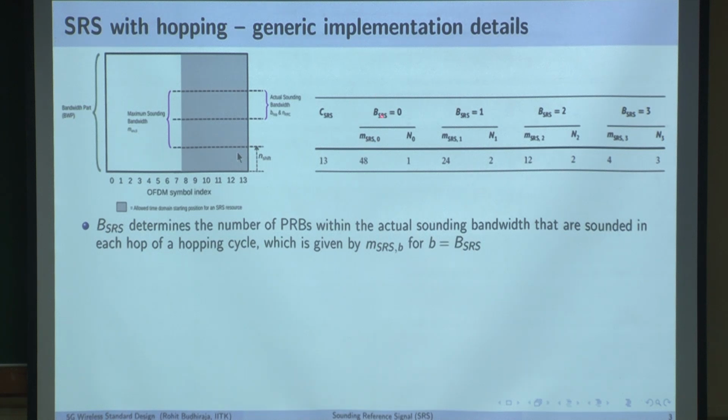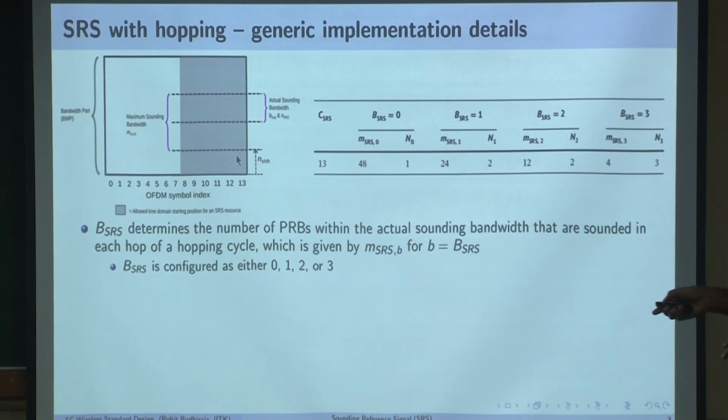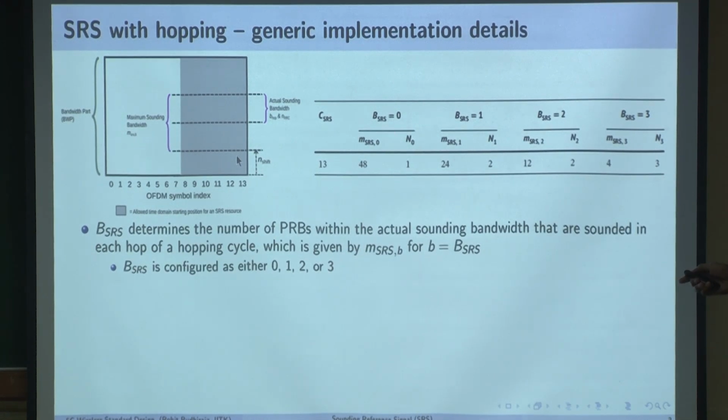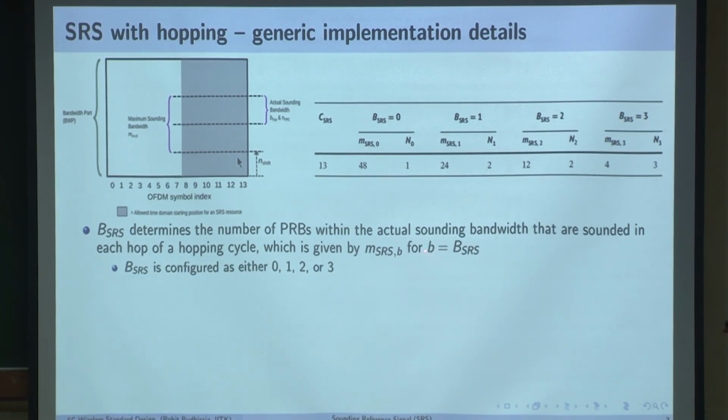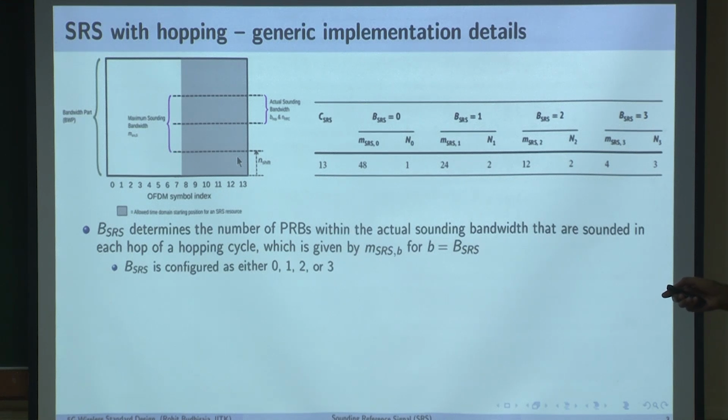This BSRS determines the number of PRBs, within the actual sounding bandwidth, that are sounded in each hop of a hopping cycle, which is given by MSRS,B for B equal to BSRS. We'll discuss this in detail now. What values can BSRS take? It can take 0, 1, 2 and 3. MSRS 0 is the maximum which the base station is interested in sounding.